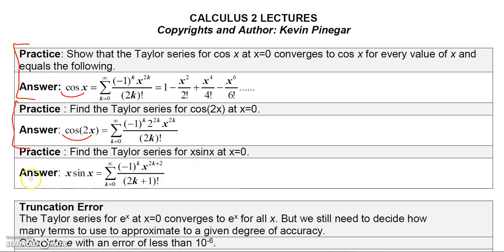So all you have to do there is go back up to the previous page where we got the series for sine x, and then multiply every term in the series for sine x by x, and that would give you this. So you can do those. They're not too terribly difficult to do.